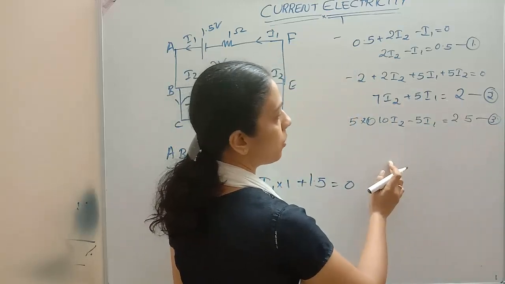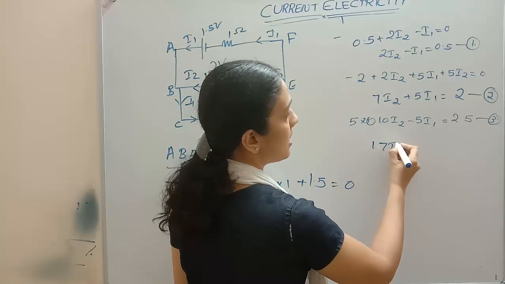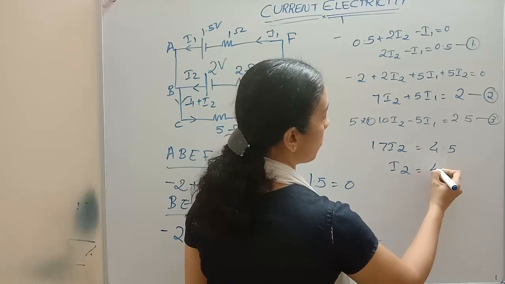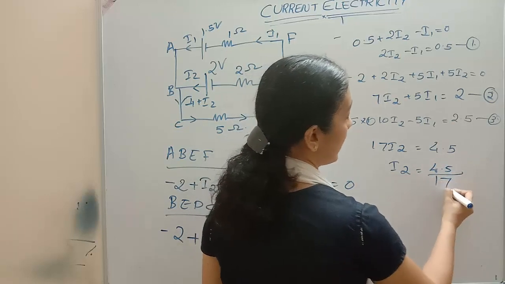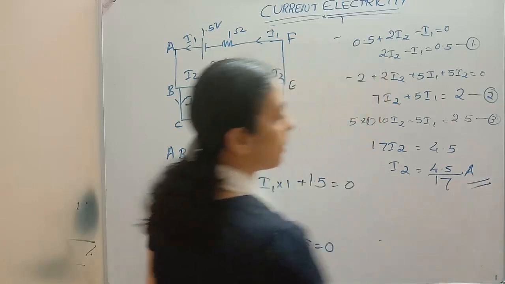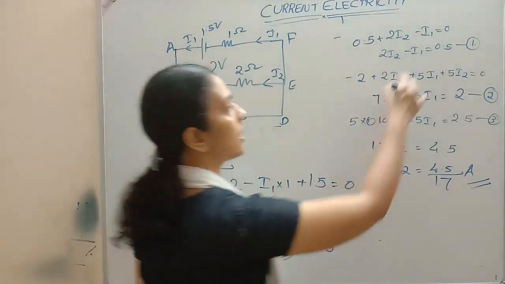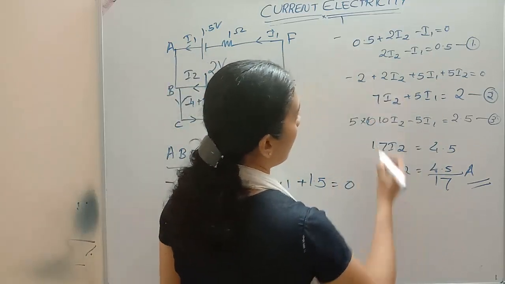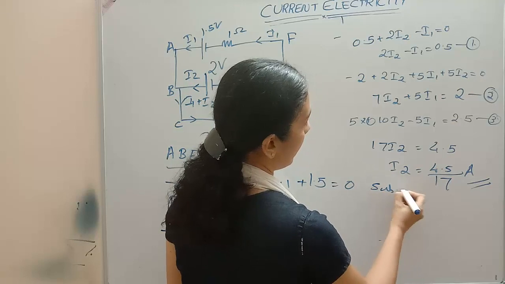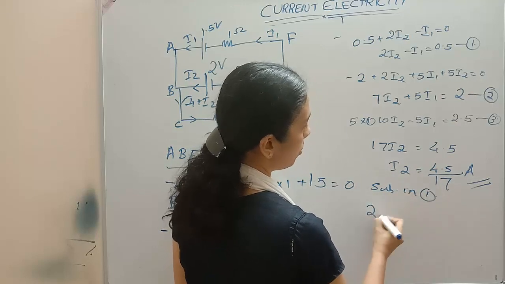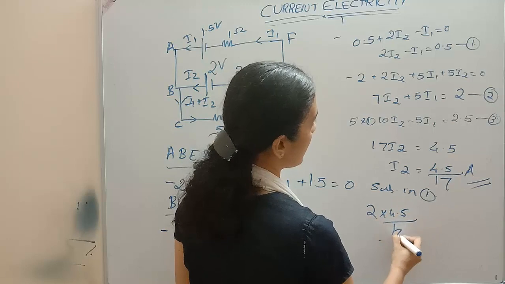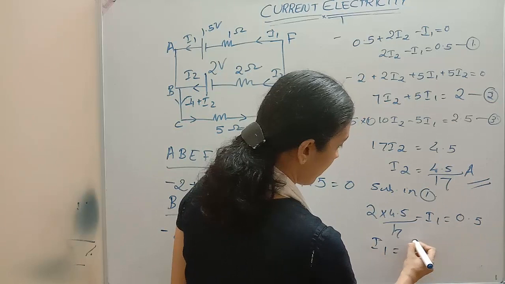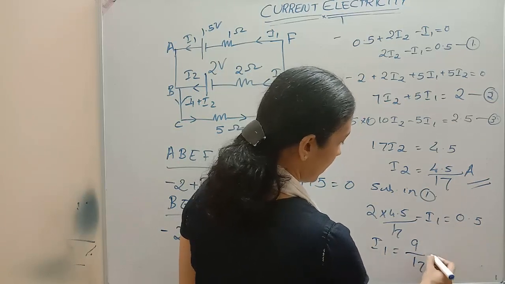Now adding these two equations, I will get 17I2 equals 4.5. So I2 equals 4.5 divided by 17 ampere. Clear? Then how much will be I1? I can substitute in any one of these equations. Here I am substituting in equation 1. I will get 2 into 4.5 divided by 17 minus I1 equals 0.5. So I1 equals 9 by 17 minus 0.5.